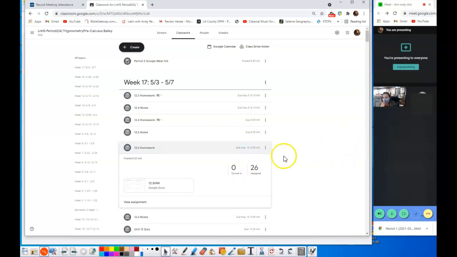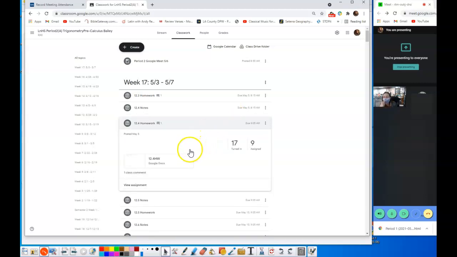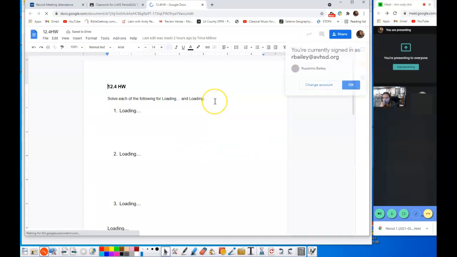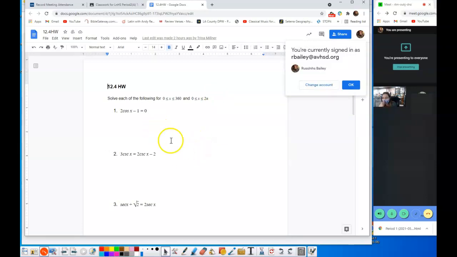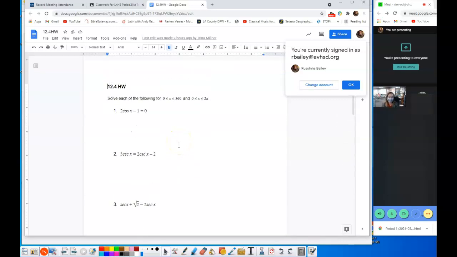Right. So before we start with the 12.5 homework, actually, did anyone have any questions from the 12.4 homework? Or are we feeling pretty good about these simpler equations? 6 of these. I am more than happy to go over one. But if we're feeling pretty good about it, then we can go ahead and move on.